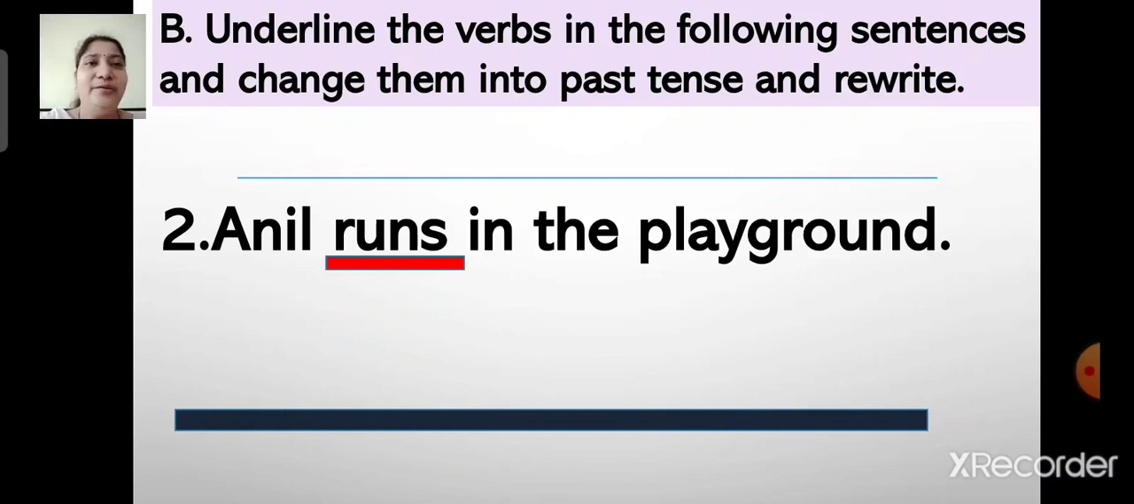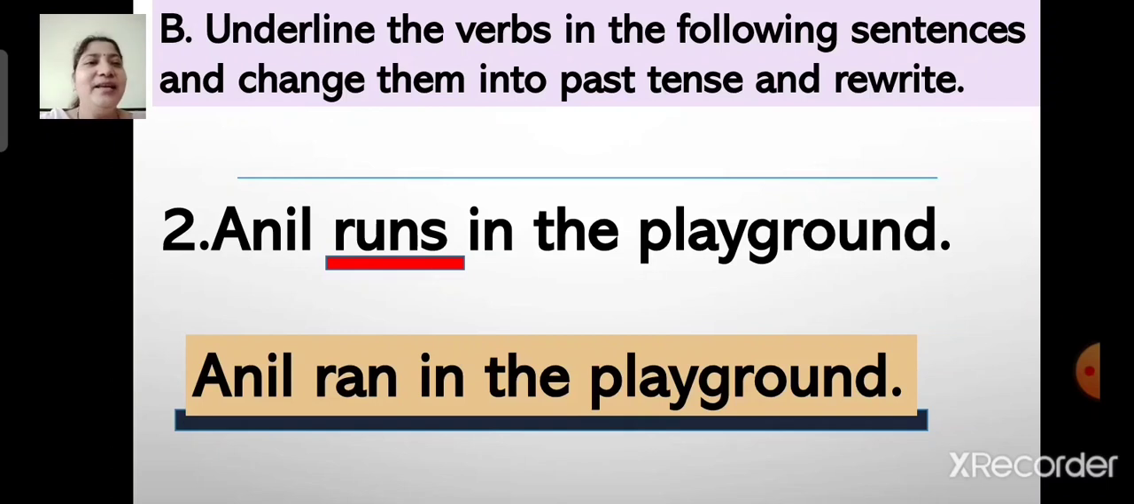Now you have to change that verb into past tense. So what is the past tense of runs? Yes, you are correct. The past tense of runs is ran. So children, let us rewrite this sentence. Anil ran in the playground. I repeat, Anil ran in the playground.